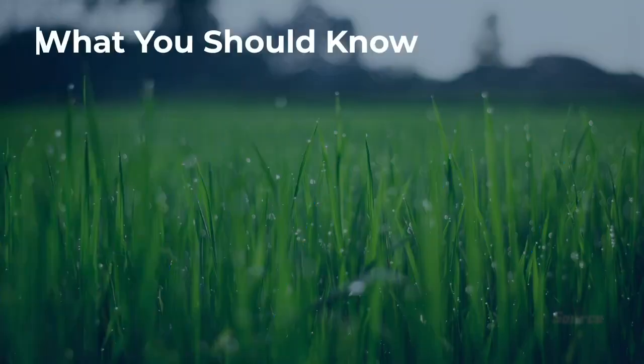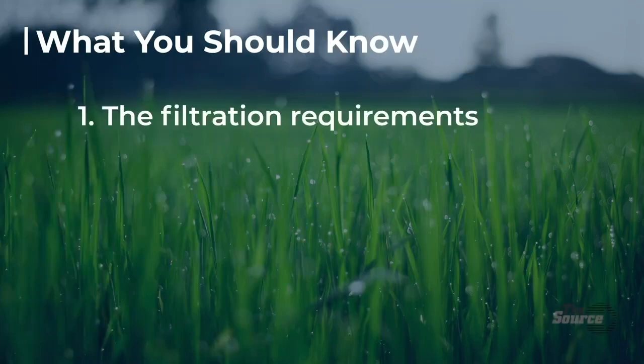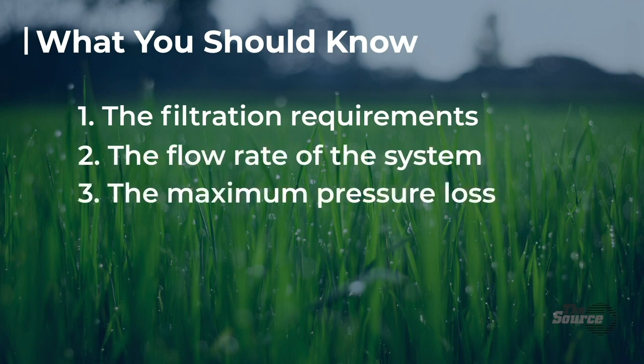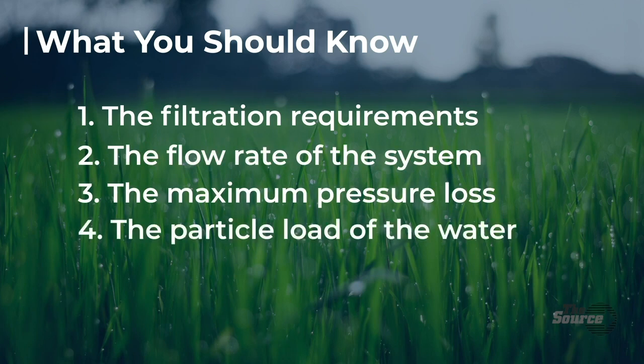There are 4 things you need to know in order to choose the correct size of filter. 1. The filtration requirements. 2. The flow rate of the system. 3. The maximum pressure loss. And 4. The particle load of the water you're filtering. You can use these pieces of information to specify the 2 options on the filter, the screen mesh and size of the inlet and outlet.